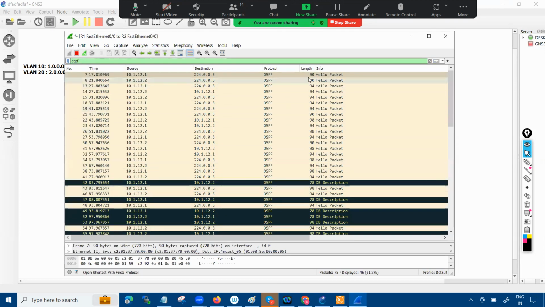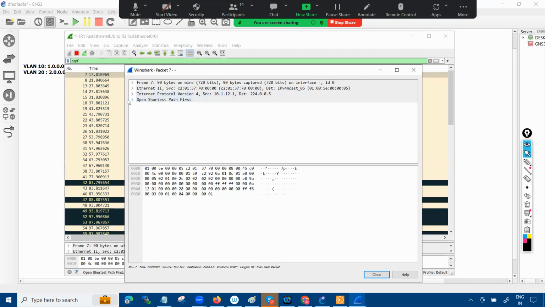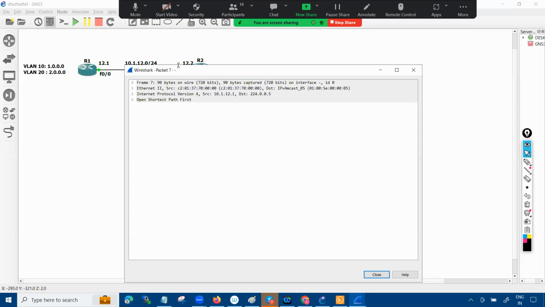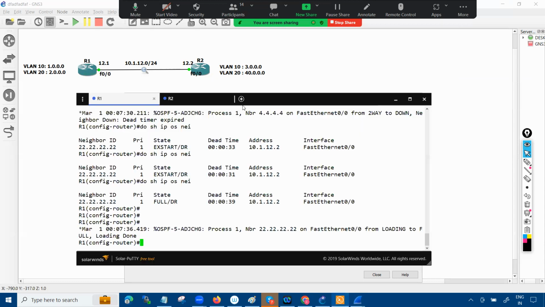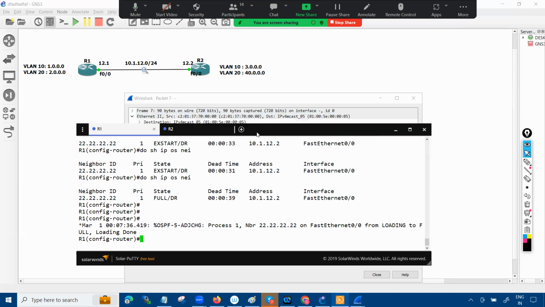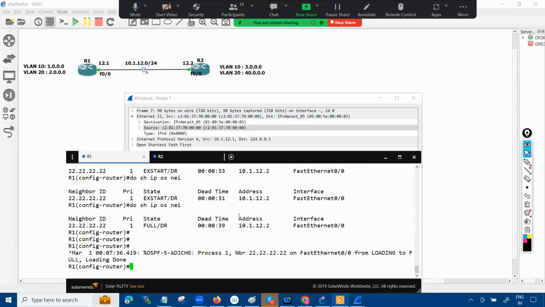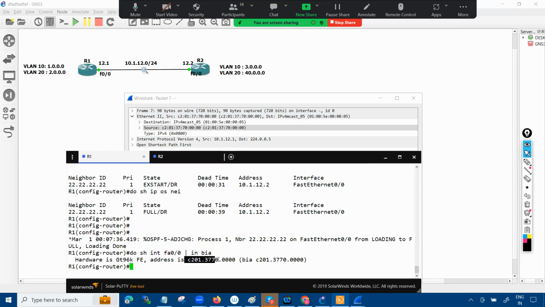If you see the hello packet, R1 is sending the packet from 10.1.12.1. That's router number 1. This is the MAC address C201. If you see that, the C201 MAC address is the router 1 MAC address. If you just go and put this command on router 1, show interface 0/0 | include BIA, you can have a look, C201.3770. That's the MAC address of router 1.